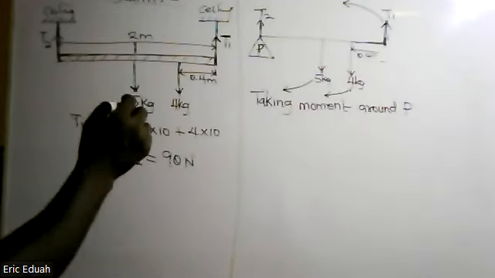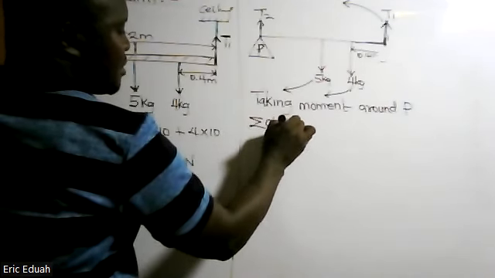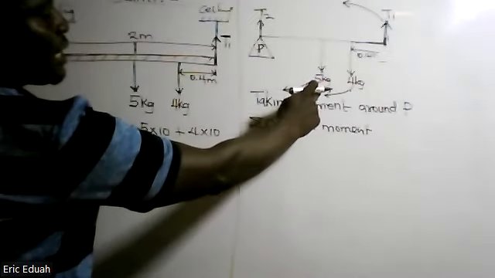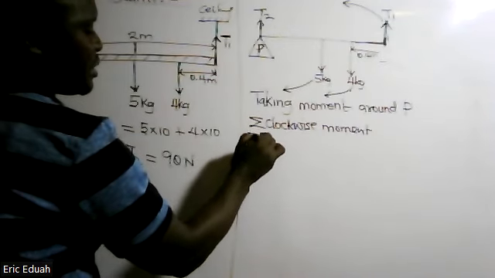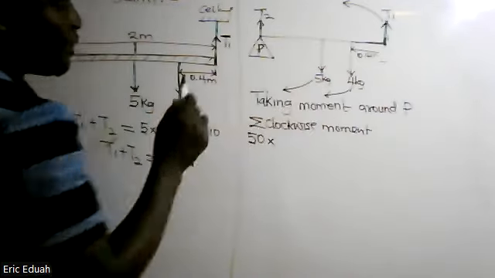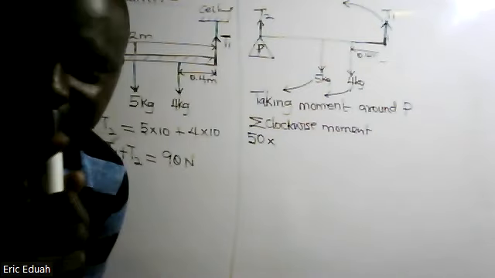Okay, so let's look out for the sum of clockwise moment. If we take the 5 kilogram, which is equal to 50 Newton, 50 Newton times, what is the perpendicular distance from the 5 kilogram to the pivot? What's the perpendicular distance? What's the perpendicular distance from the 5 kilogram or 50 Newton weight to the pivot?